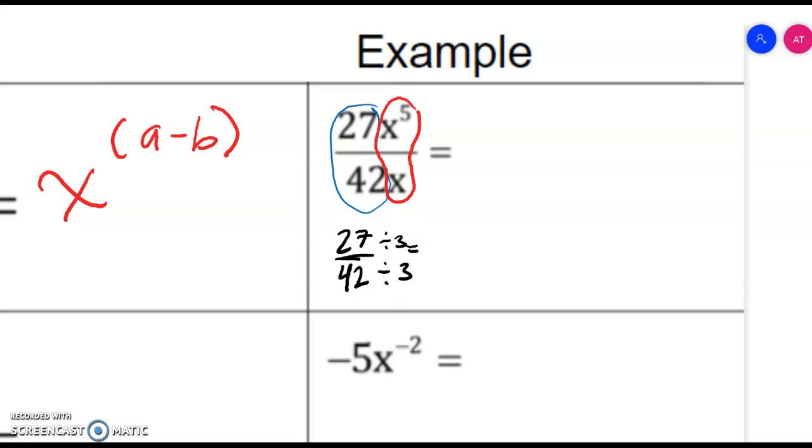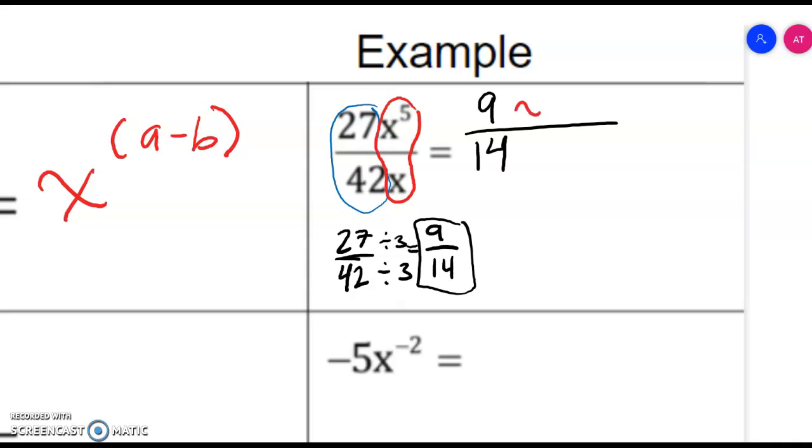So this 27 divided by 3 is 9, and 42 divided by 3 is 14. I know that this is as far as we're going to get, so I know the first part of my equation is 9 over 14. And what I'm going to do here is write my x's right next to it because I haven't dealt with them, and I want to make sure that I do deal with them. So I know that there are 5 x's on the top. So I have 1, 2, 3, 4, and 5. And I know on the bottom I just have 1.